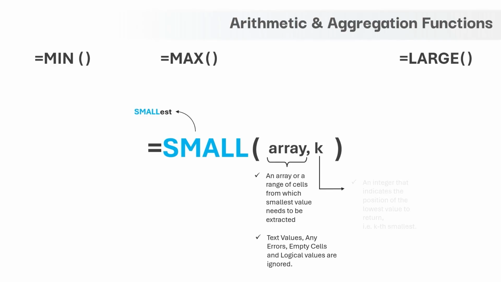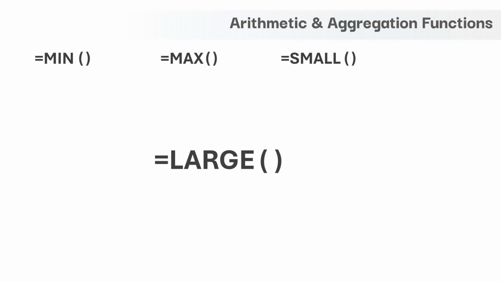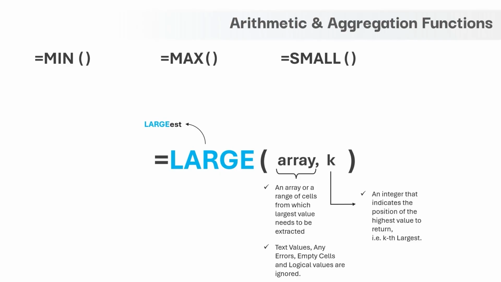The second argument is k and it indicates the integer position of the lowest value to be returned. Like if we need the smallest value, the k value will be 1. If we need the second smallest value, the k value will be 2. Third smallest value, k value will be 3, and so on and so forth. The last function is LARGE and it has two arguments. This function is the same as the SMALL function and it will find the nth largest value among the available dataset. Its argument and input will remain the same as the SMALL function.